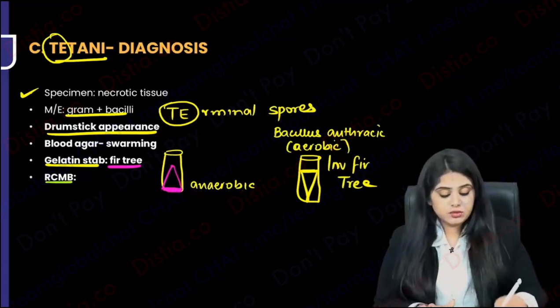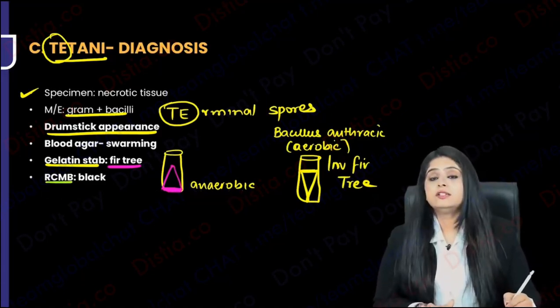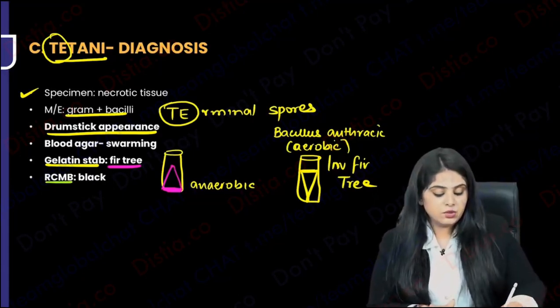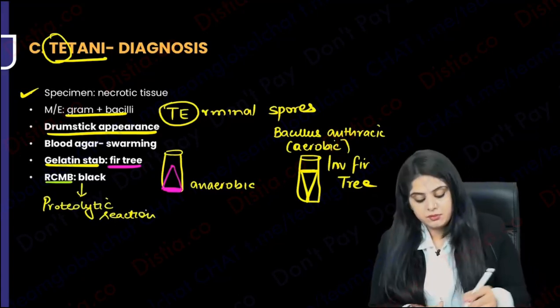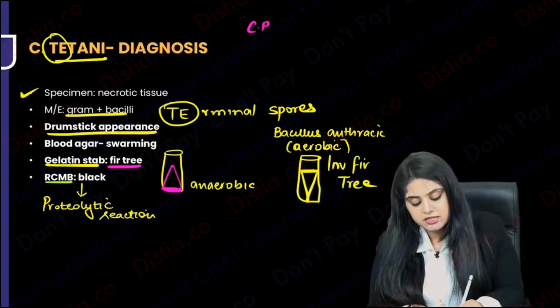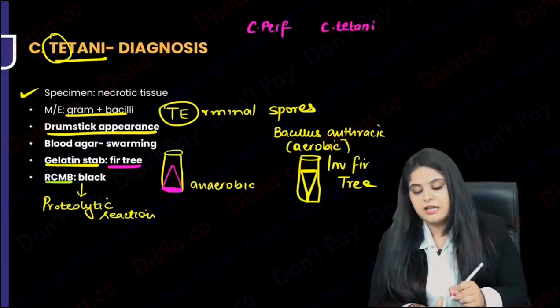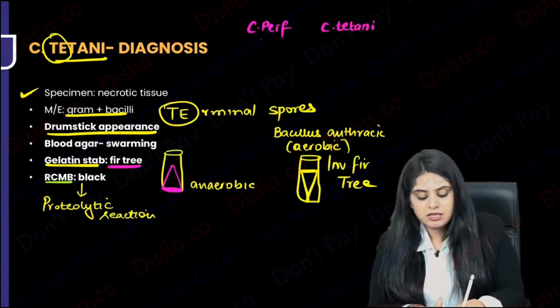Robertson's cooked meat broth. So what are you going to see? You're going to see a black color because I told you that this will show you a proteolytic reaction. I hope you all remember, guys, that I gave you a mnemonic. P is not for P. So repeating that once again, if you are getting confused between Clostridium perfringens and Clostridium tetani, which is saccharolytic, which is proteolytic, so you can't keep the P over here.